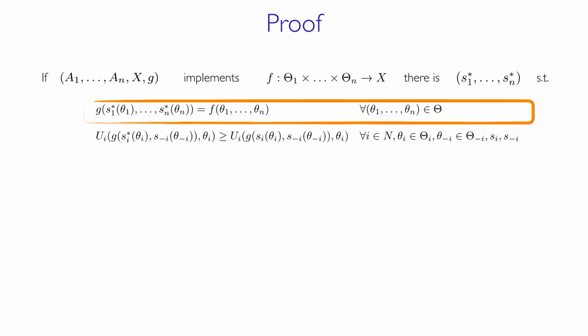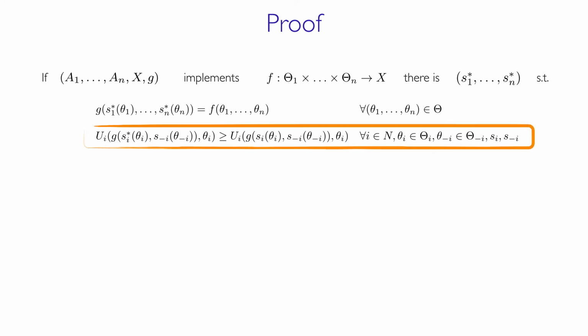The first condition states that the outcome returned by function g, that is the outcome function of the mechanism, at the equilibrium is always equal to the outcome returned by the social choice function. The second condition states that the equilibrium strategy S star is an equilibrium in dominant strategies. That is, strategy S star is better than any other strategy S for every strategy of the opponents, including those that are not of equilibrium.